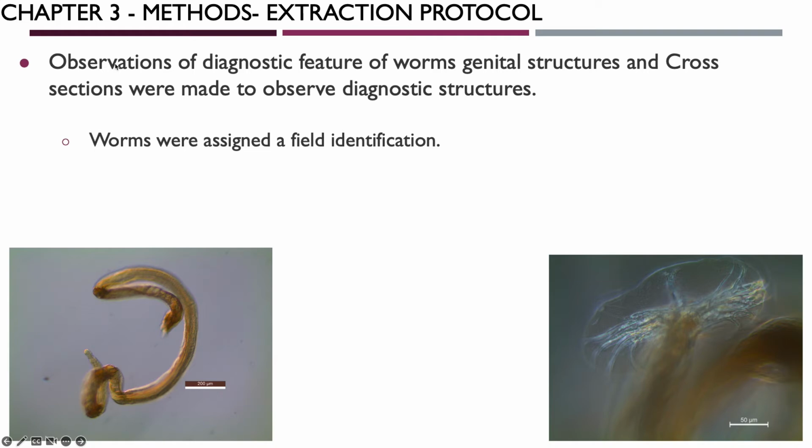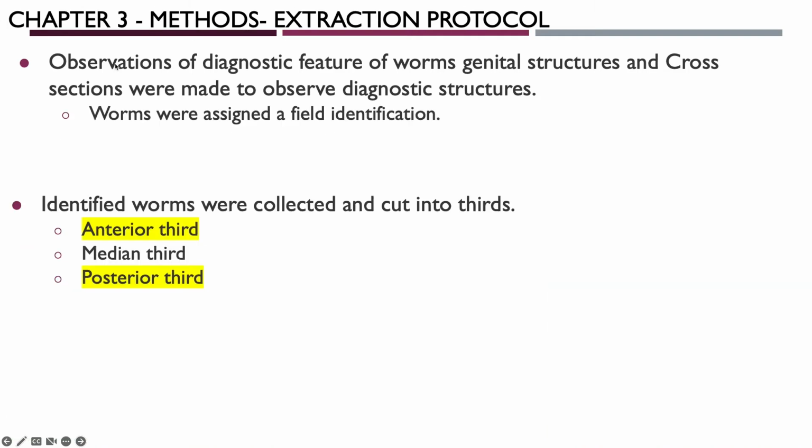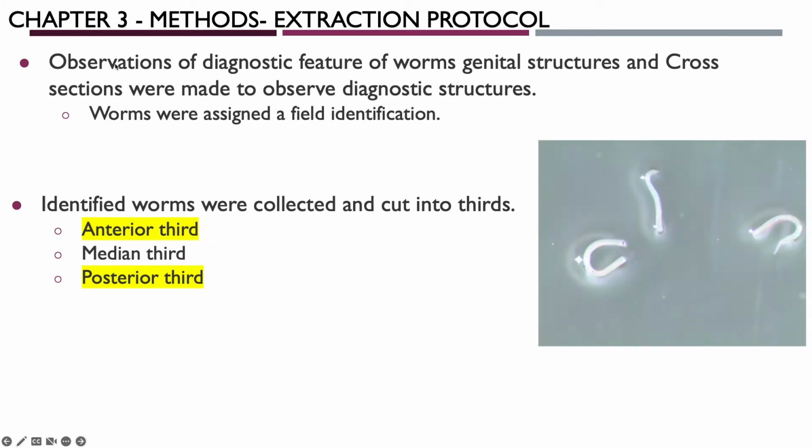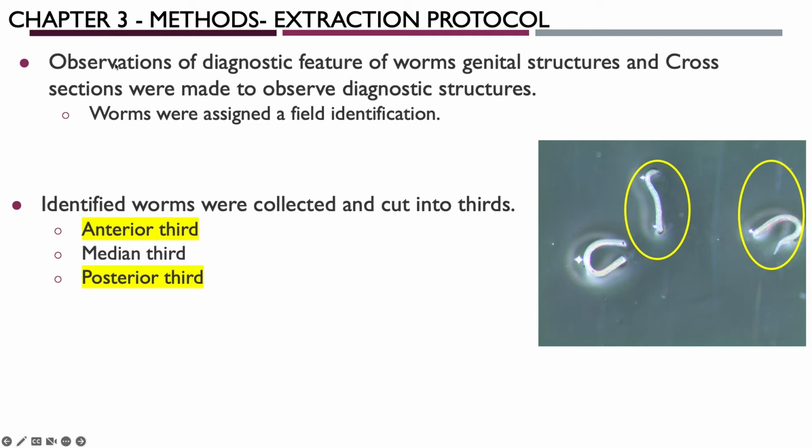So we had to do observations to identify these worms. I looked at reproductive genital structures and cross sections that were made to diagnose and look at diagnostic structures. And then worms are assigned a field identification to the genus level. So here are some worms to look at. From here, after those observations were made, we took the same worms and we cut them into thirds. This allowed me to take a molecular sample, and also have a physical voucher to identify worms. So I got the same molecular sequence from the same worm, which is cool.